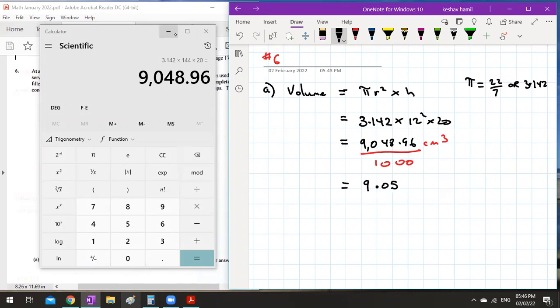So we get 9.05. They say 2 decimal places. It was going to be 9.486, 2 decimal places. This is more than 5, so you add 1. 9.05 liters.